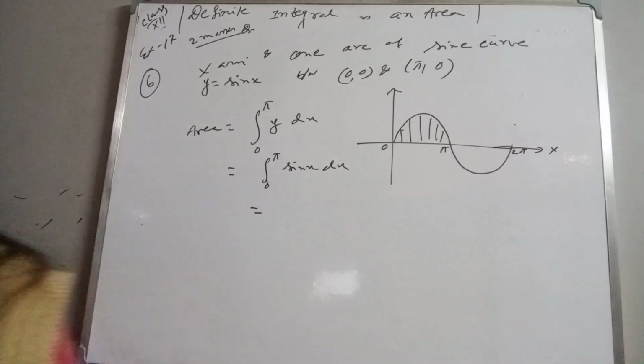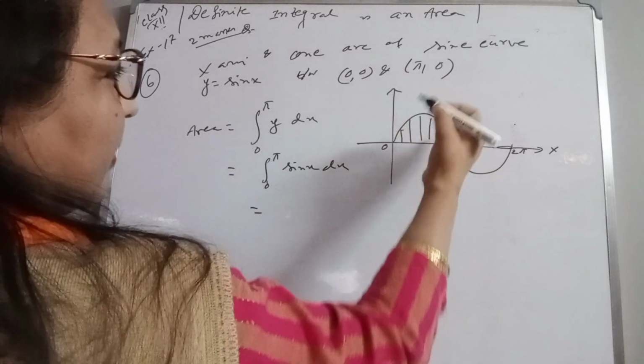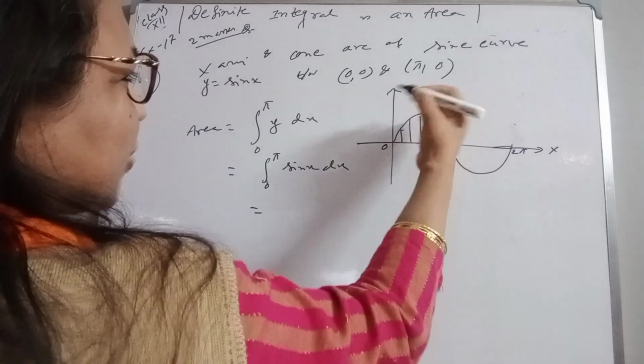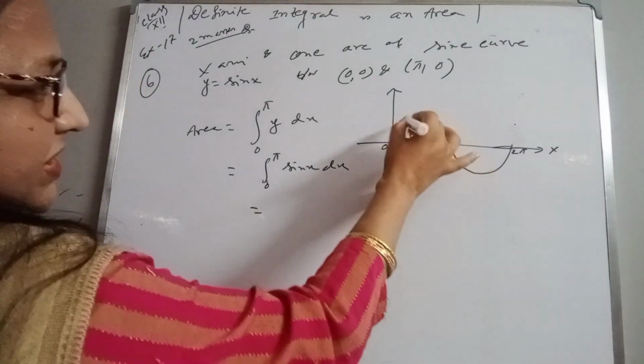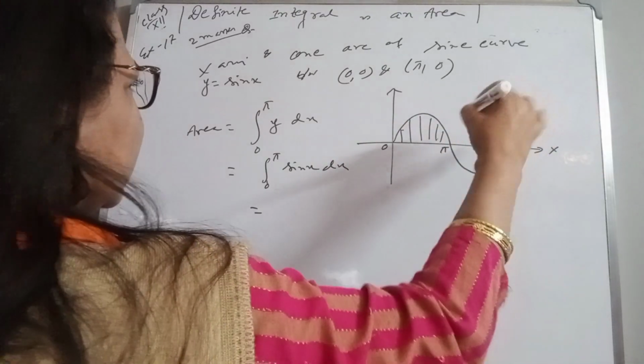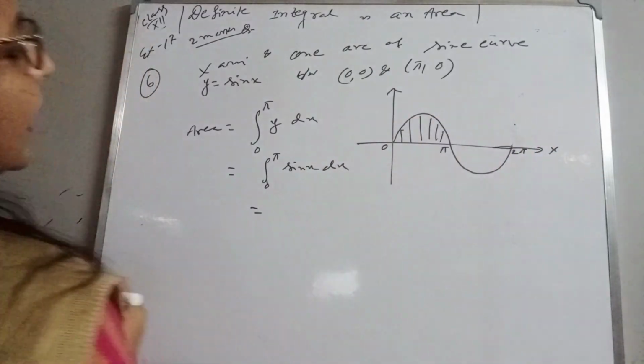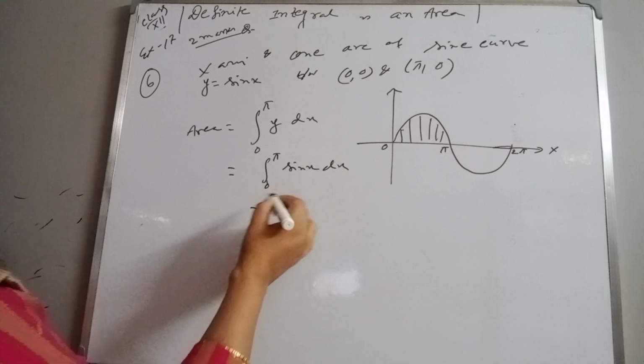Normally we get this as 2 square unit. Always remember, each arc area we get as 2 square unit. This area 2, this area 2, all the arcs we will get as 2. Now let us see whether we are getting 2 or not.